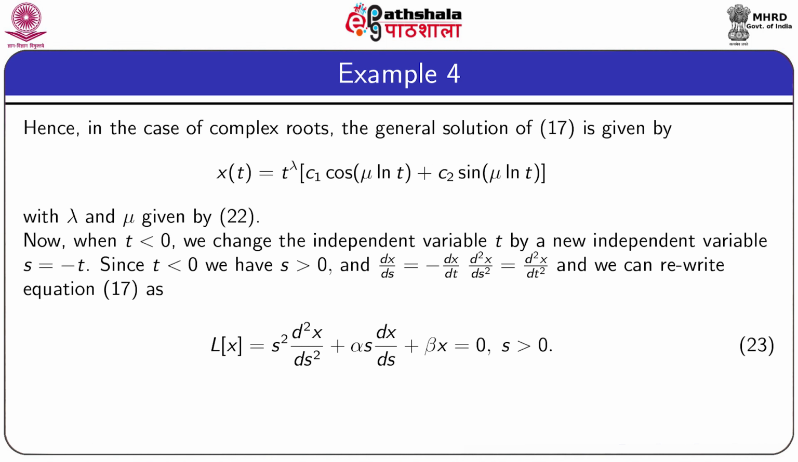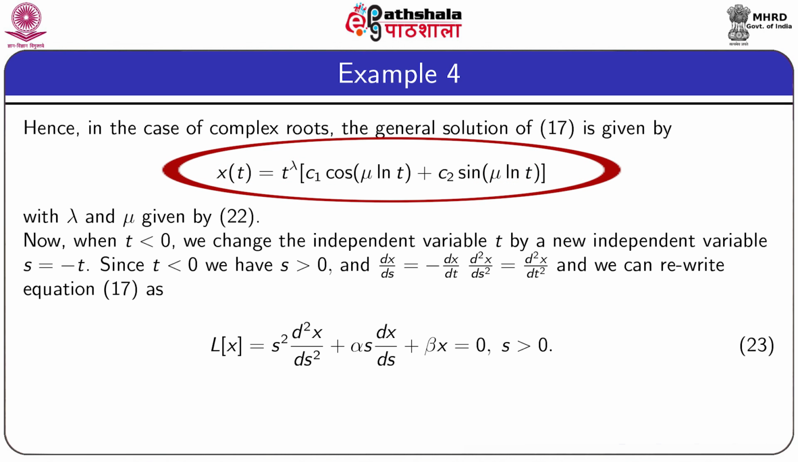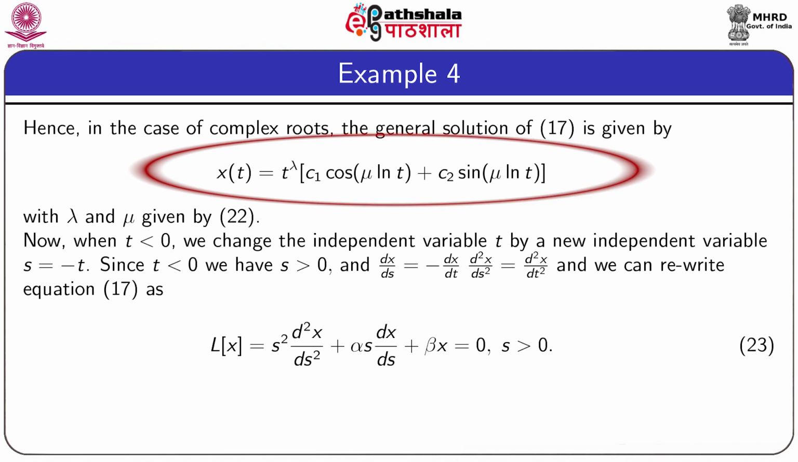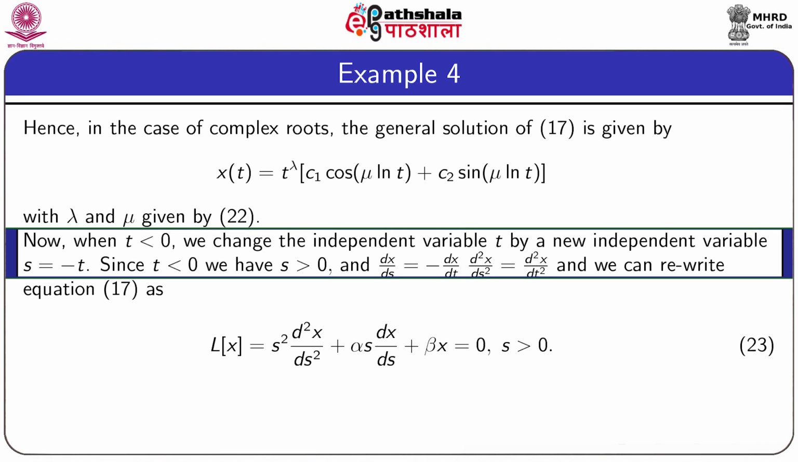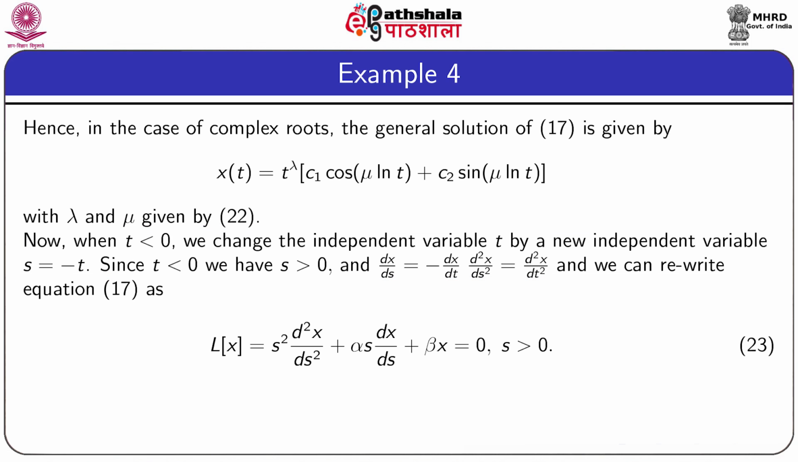Hence, in the case of complex roots, the general solution of 17 is given by x(t) equal to t to the power lambda (c1 cos(mu ln t) plus c2 sin(mu ln t)), where lambda and mu are given by 22. Now, when t is less than 0, we change the independent variable t by a new independent variable s, which is equal to minus t, and since t is less than 0, we will have s positive.